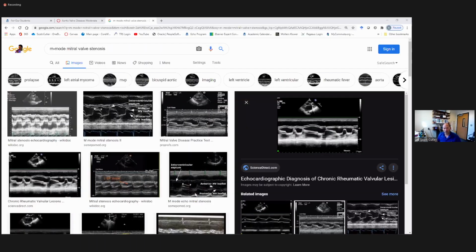So tomorrow we'll cover mitral regurg. It'll be a similar idea to the other valves, so it shouldn't be too much surprise, good review. Any questions on mitral stenosis at this point?